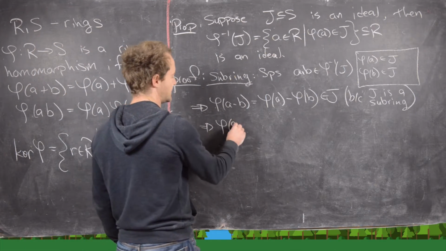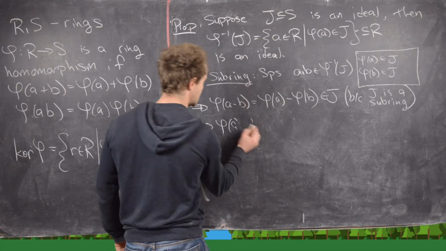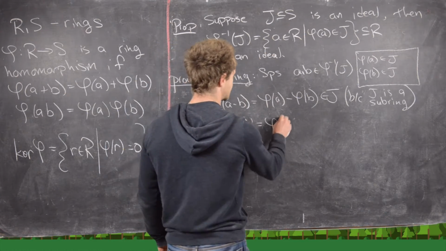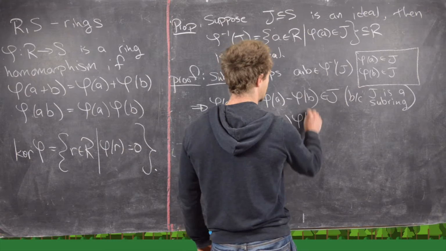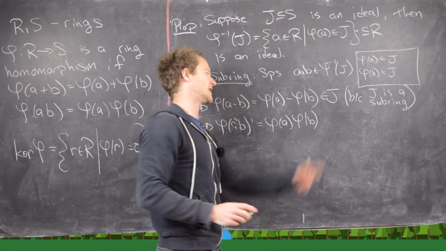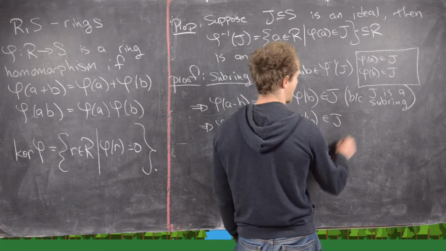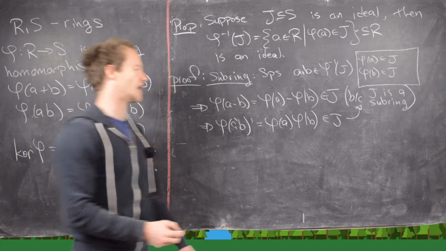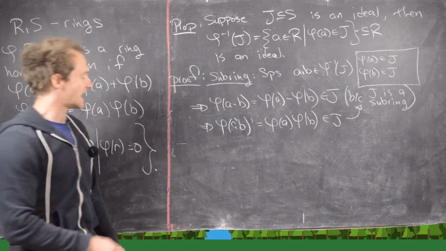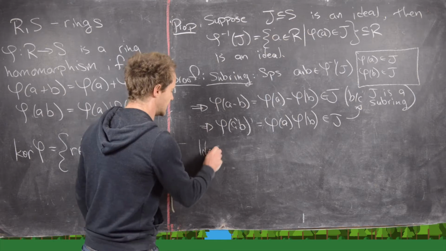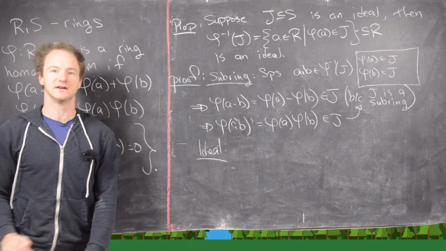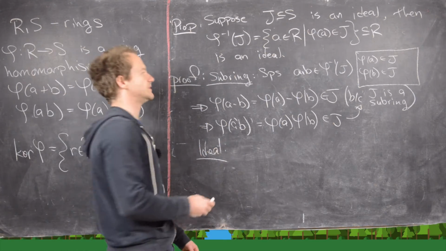Now the multiplication is going to go exactly the same way. So here we can go phi of AB is going to be equal to phi of A times phi of B. Notice we've got an element from J, an element from J. That's going to land back in J again because J is a subring. Now we need to prove the absorption property for the ideal. So let's go ahead and do that this way.